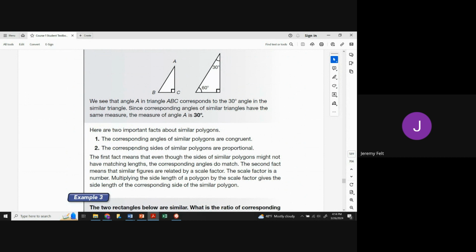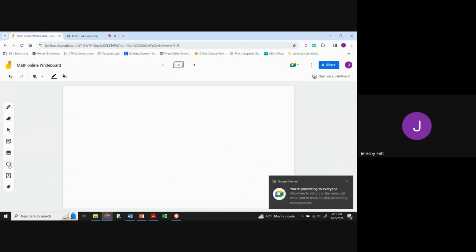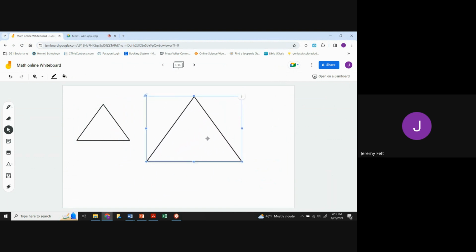So 2 important things that we already mentioned, but make sure you understand the corresponding angles of similar polygons are congruent. So even though this triangle is obviously bigger than this triangle, the angle measurements were still the same. So it's like in an equilateral triangle, for example. We have an equilateral triangle. Bigger, obviously, these side lengths are not the same. They are going to be proportional.